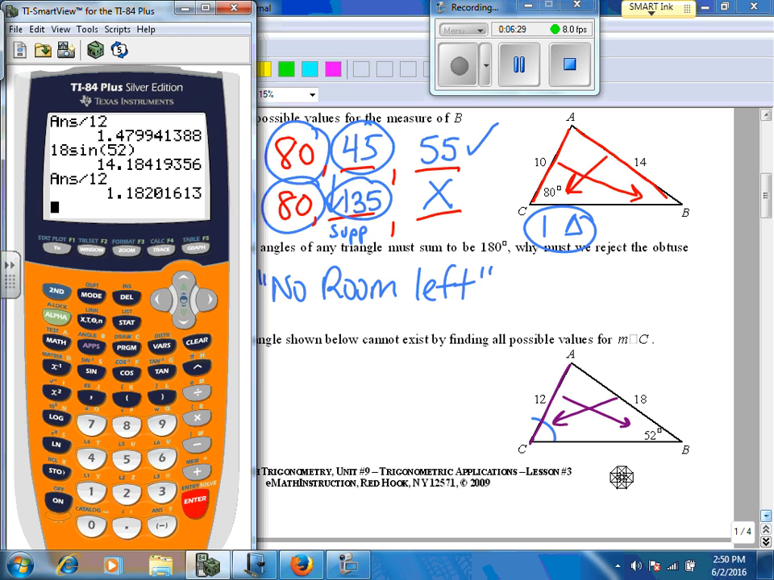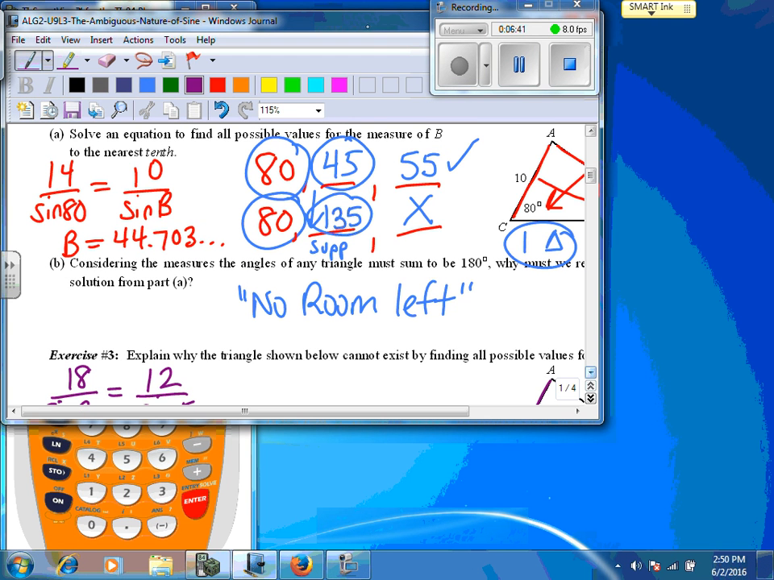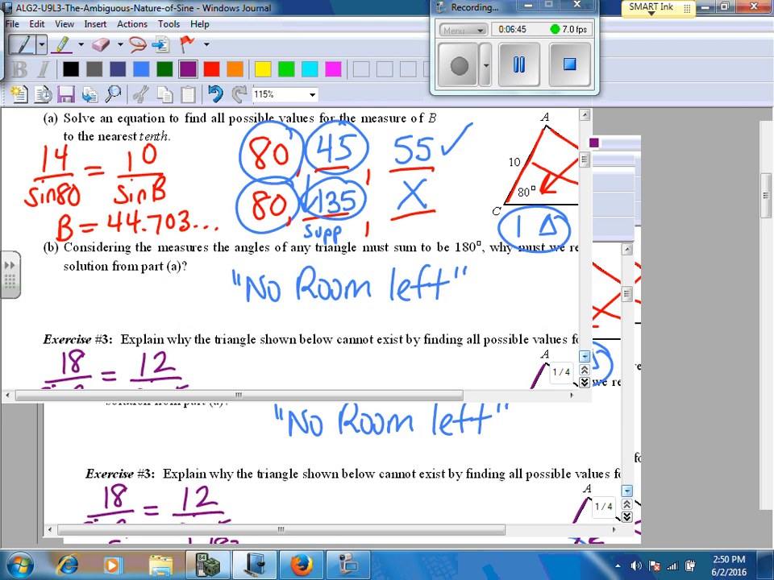So there's your 1.182, etc. Now, if we try to do inverse sine of that, something interesting is going to happen. You're going to see an error. You guys should know why that error is there. Oh, man, come on. You should know why that error is there.